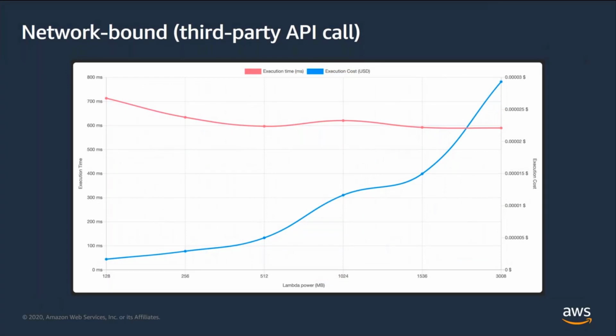Switching gears, here's a function that's network bound. The function is making one third-party HTTP call. Now in this case, increasing the memory has a limited impact on execution time, but it's more expensive. This shows more or less the same performance across different power configurations. While 128 megabytes is always cheaper, sometimes it might be worth exploring other options up to 512 megabytes. Here it's 18% faster but 3 times more expensive, whereas 3 gigabytes is 20% faster but it's 30 times more expensive. So it really depends on the use case as to which configuration you should select.